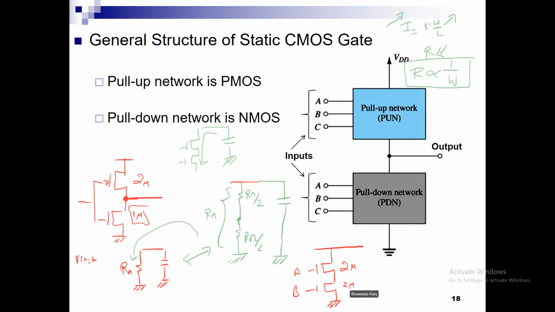Okay, so if this is Rn, and I want the sum of them to be Rn, meaning I want each one of the transistors to give me Rn over 2, then I want their width, if this one has 1 micron, these should each be twice as wide, because if the resistance is divided by half, then the width should be multiplied. R is proportional to 1 over W.